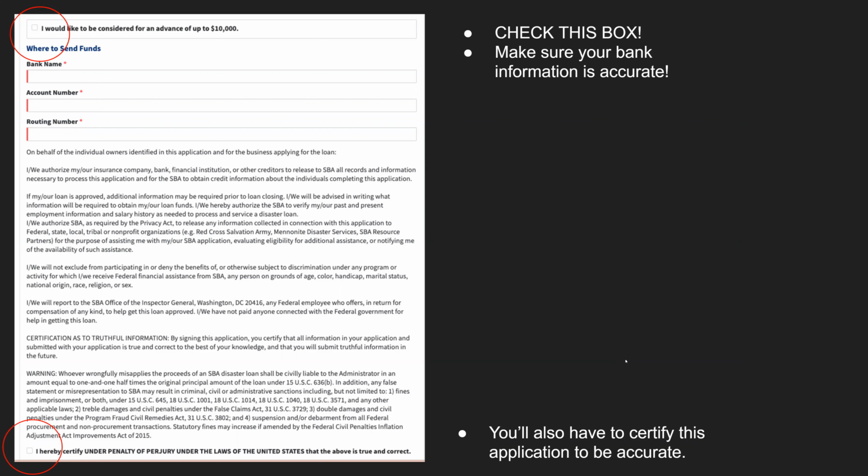Here is where you will input your banking information. Make sure that your bank information is accurate before you input the information. We anticipate that this will help to eliminate any back and forth hurdles that might come from later on in the application process if you were to accidentally input the information incorrectly. And then make sure that you read through the closing statements here, and you will have to certify that this application is accurate by checking the second box there in the lower left-hand corner.